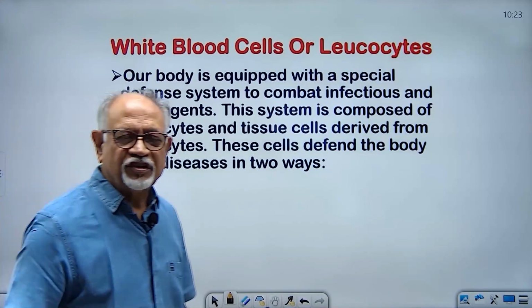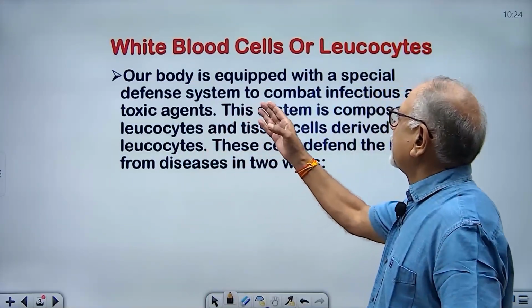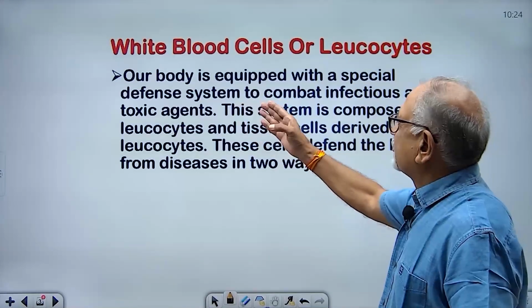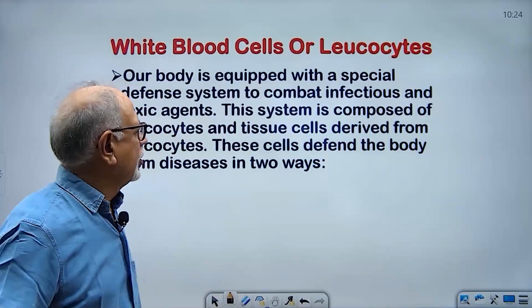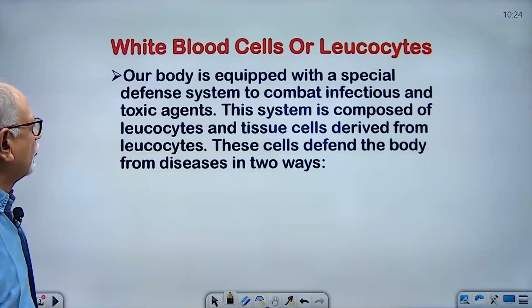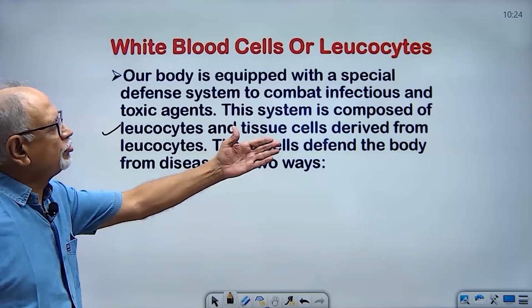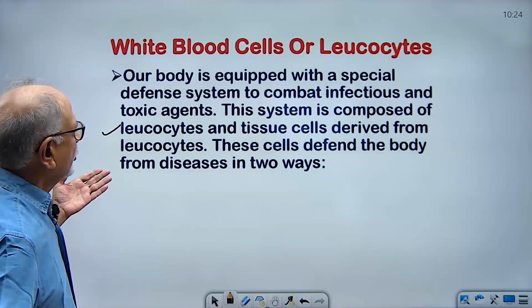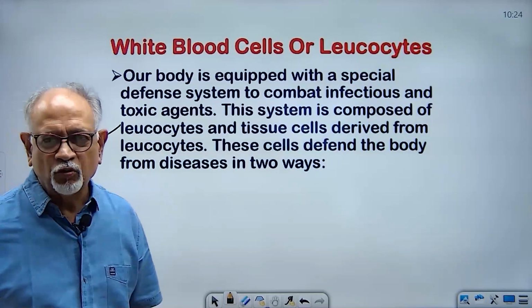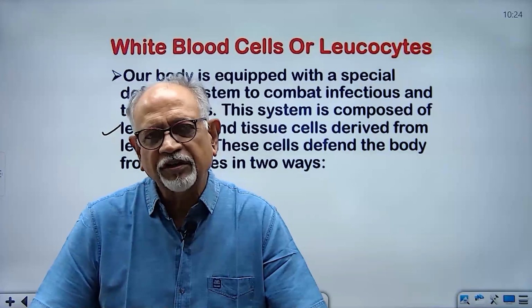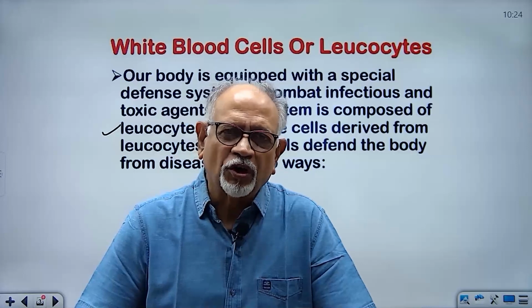Our body defense is equipped with a system of immunity, with a special defense system to combat infections and toxic agents. This system is composed of leukocytes and tissue cells such as mast cells. These cells defend the body from diseases in two ways. The leukocytes, that is white blood cells, play a very important role in the body defense system.